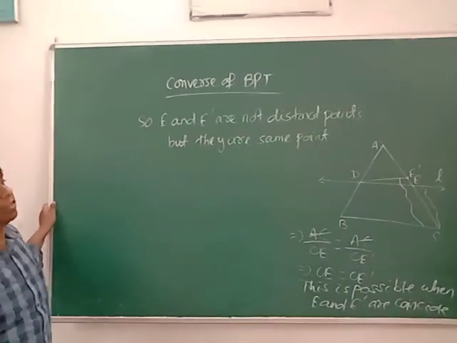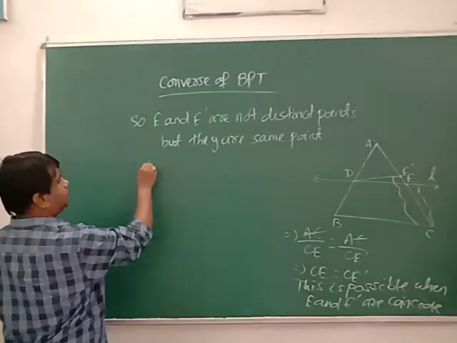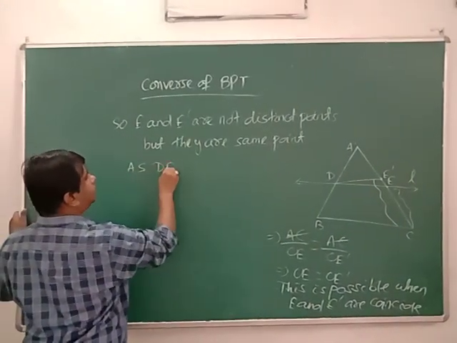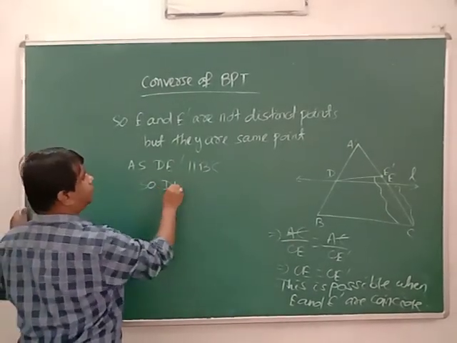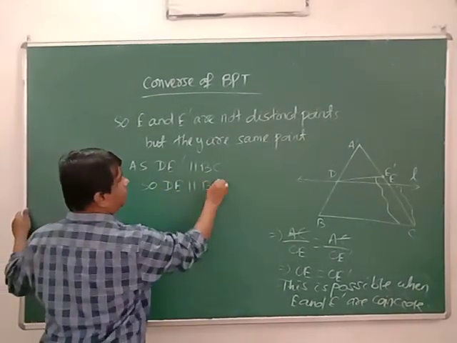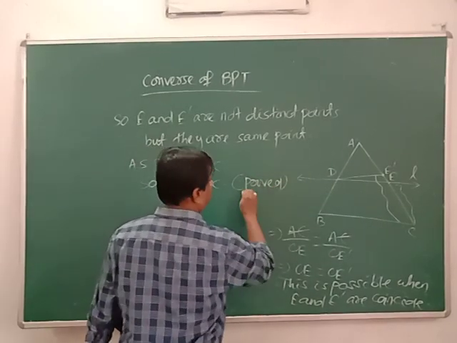So what I have constructed here, DE dash is parallel to BC. As DE dash is parallel to BC, DE is also parallel to BC. This is the proof of the basic proportionality theorem.